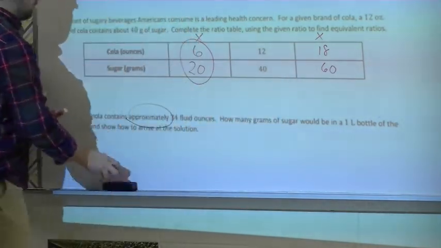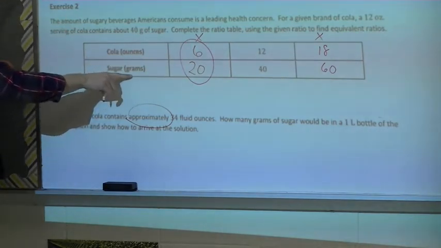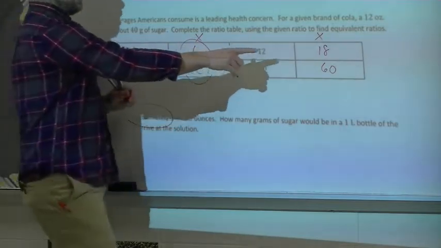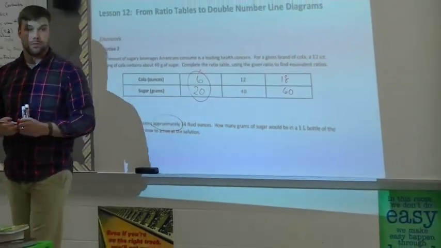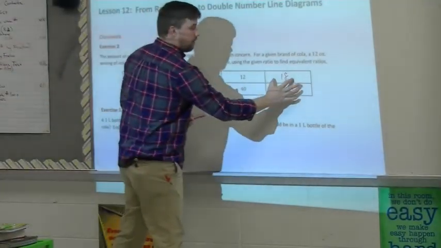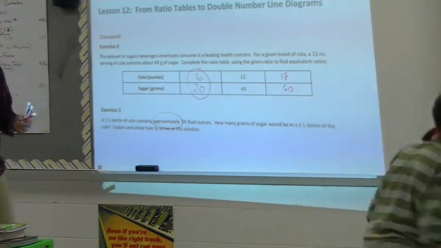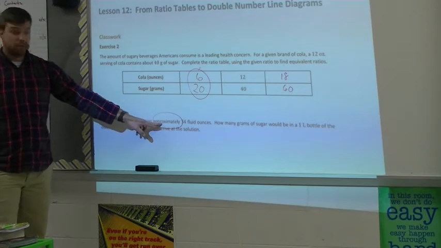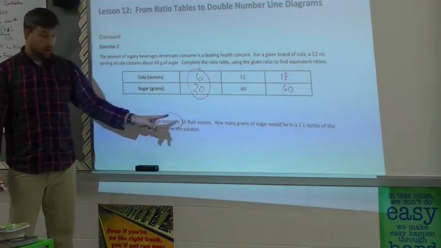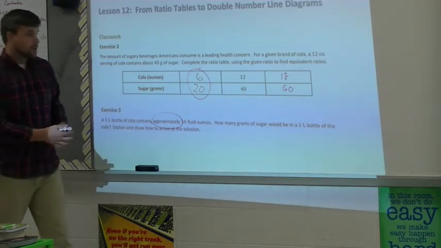On my ratio table, on my tape diagram, I have ounces and I have grams. Do I have enough ounces on my table right now to equal 1 liter? No, sir. So what do I need to do to my table? Extend it. Alright? Extend it until I get something that is approximately how much? Because that equals 1 liter. Even though I don't have a liter, I get close to it. So let's extend our table.